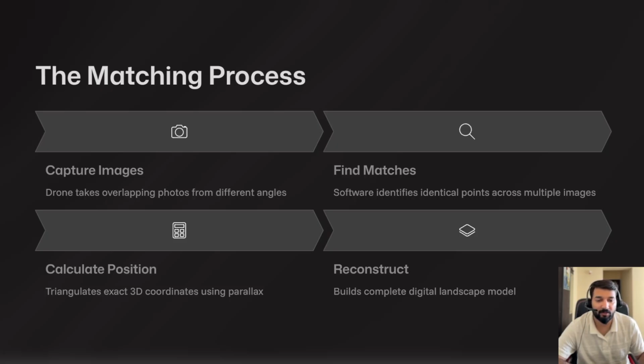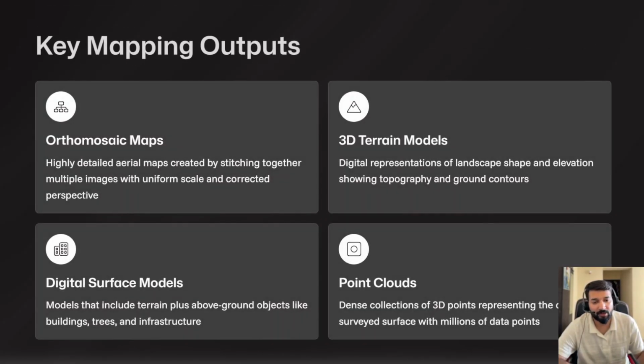The result is a set of powerful mapping outputs that surveyors and engineers can use for analysis and planning. Some common outputs created through photogrammetry include orthomosaic maps, highly detailed aerial maps created by stitching together multiple images, 3D terrain models, digital representations of the landscape's shape and elevation, digital surface models, models that include terrain and objects like buildings or trees, point clouds, dense collections of 3D points representing the surface of the surveyed area.